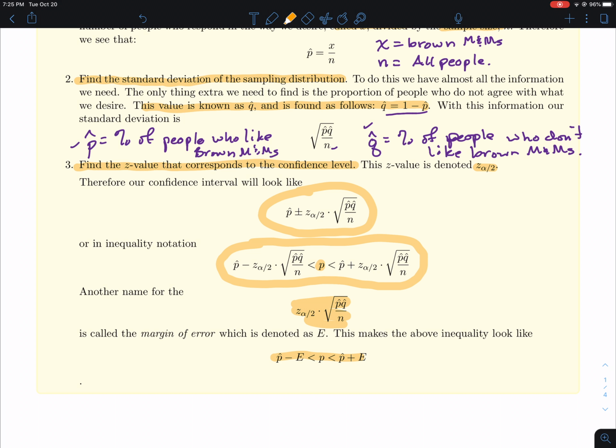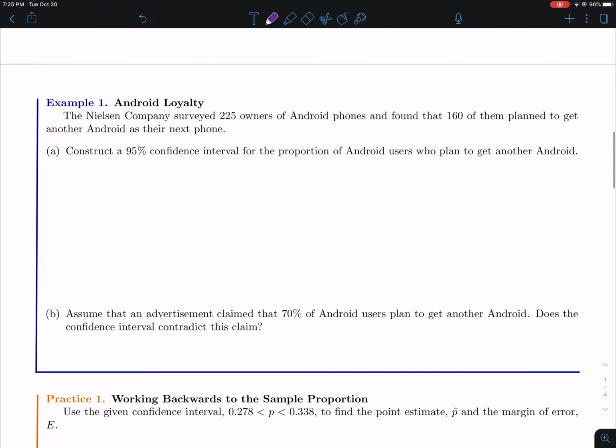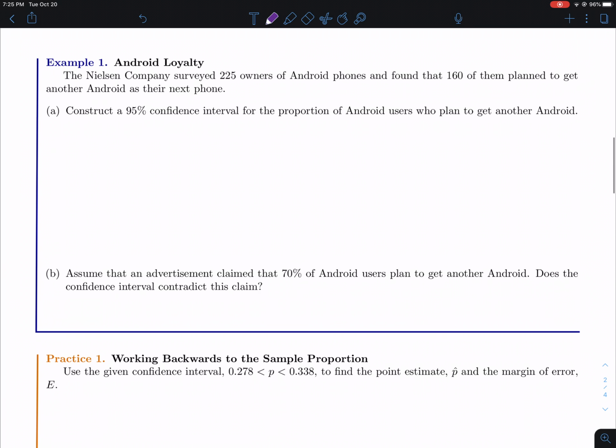All right, are we ready to try one and see how we do? Perfect, let's dive in. Let's look at example 1 here. We're looking at Android loyalty. The Nielsen company surveyed 225 owners of Android phones and found that 160 of them plan to get another Android phone as their next phone. Construct a 95% confidence interval for the proportion of Android users who plan to get another Android.